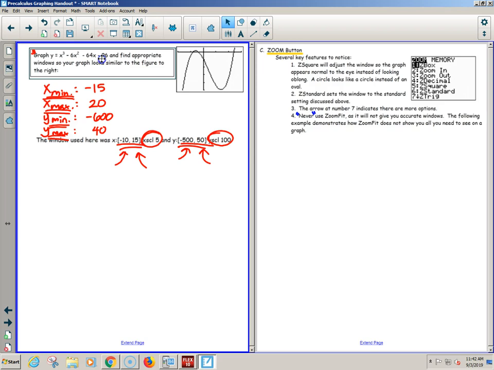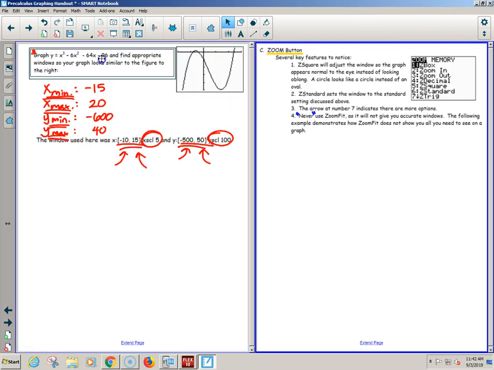It's a failure. Does zoom out always work? Would it have gotten you here if you just zoomed out, zoomed out, zoomed out, zoomed out? No. It would have been so tiny and so squished because the x's really didn't zoom out that much, right? The y's were way different though. So be careful. Zooms are good, but they don't always work.